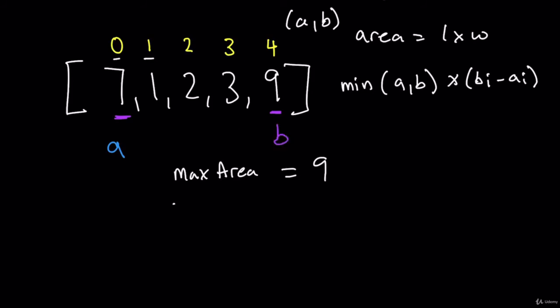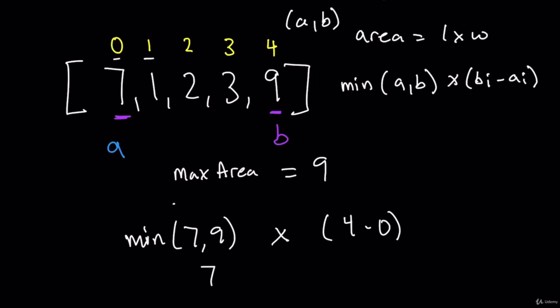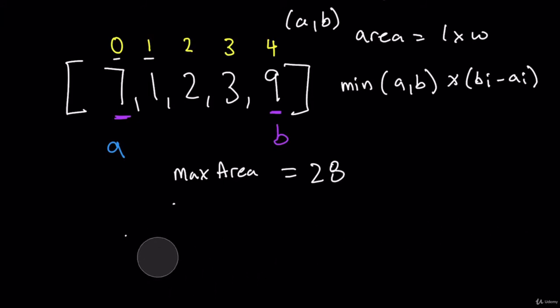Now we redo our calculation. We get the min value between 7 and 9, and we multiply it by B of I, which is 4, minus A of I, which is 0. The minimum of 7 and 9 is 7. 4 minus 0 is 4. 7 times 4 is 28. 28 compared to our current max area of 9 says 28 is larger. So once again, we update 28 as the new max area, and then we redo our calculation.